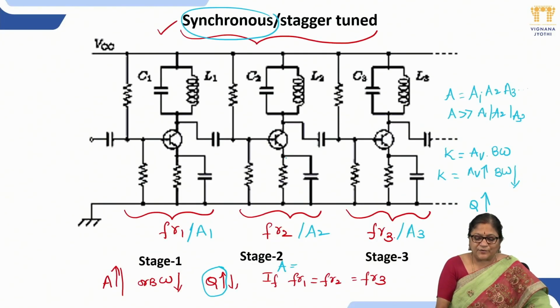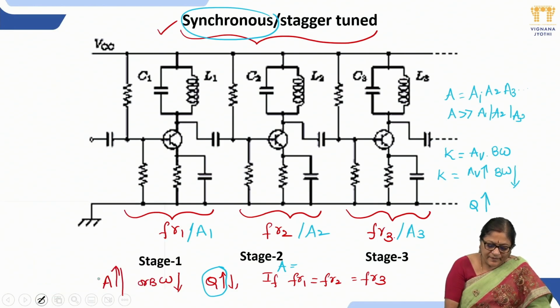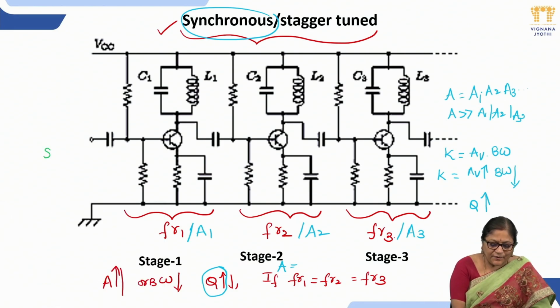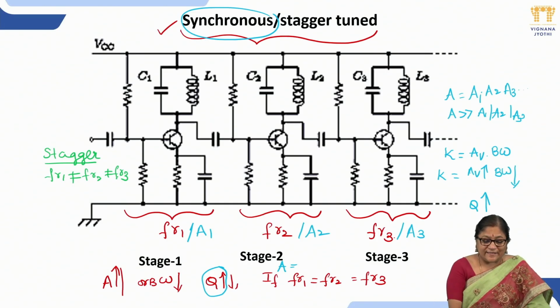So why will the stagger tuned bandwidth be more? In the same circuit, let us take that they are connected stagger tuned. Stagger tuned means all the resonant frequencies are different, that is, FR1 is not equal to FR2 is not equal to FR3. So gain cannot be increased in this case. Gain cannot get multiplied because they have different frequencies, so we cannot assume all the gains get multiplied. So gain will be reduced when compared to synchronous. Gain reduces means bandwidth increases and quality factor reduces.